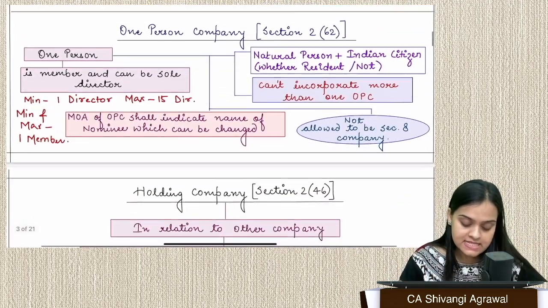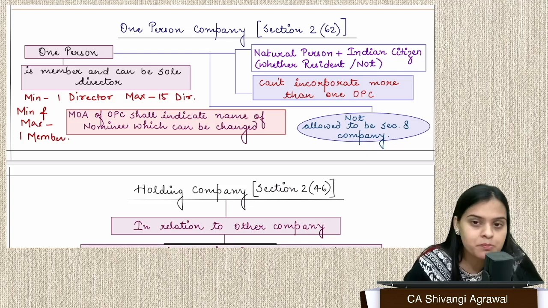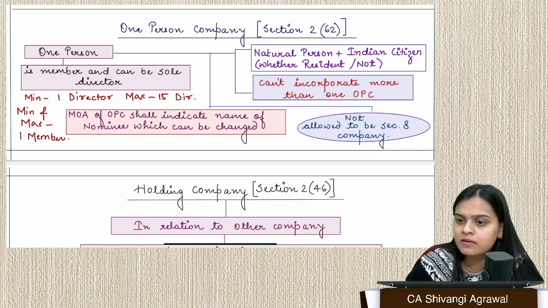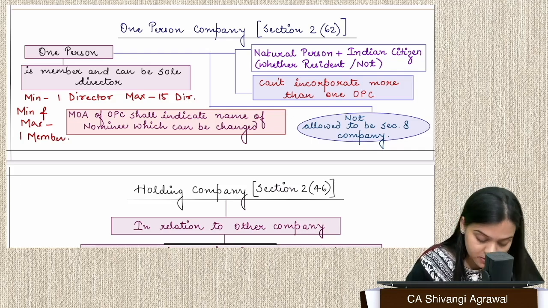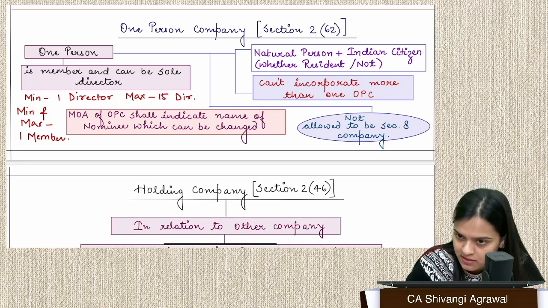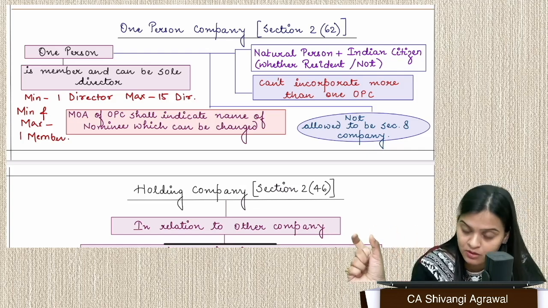Okay. Next is one person company. What is one person company? One in which there is one member only. So minimum one and maximum also one. So it is a private company with just minimum one member and maximum one member, and minimum one director, maximum 15 directors. One interesting or different feature is what? To ensure smooth perpetual succession, you have to state the name of a nominee who is going to be stated in the memorandum of association.